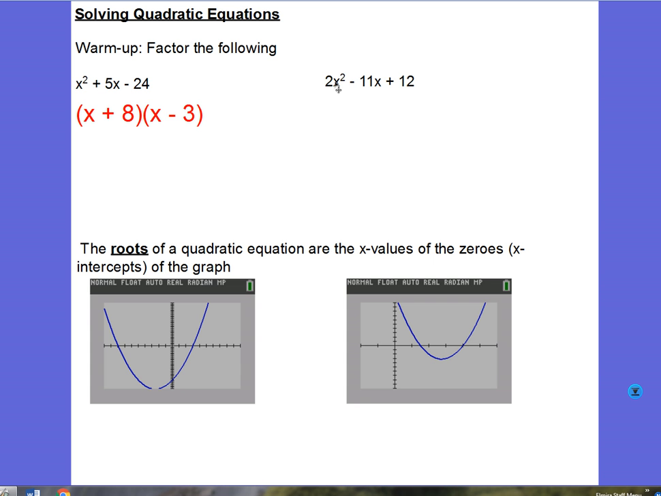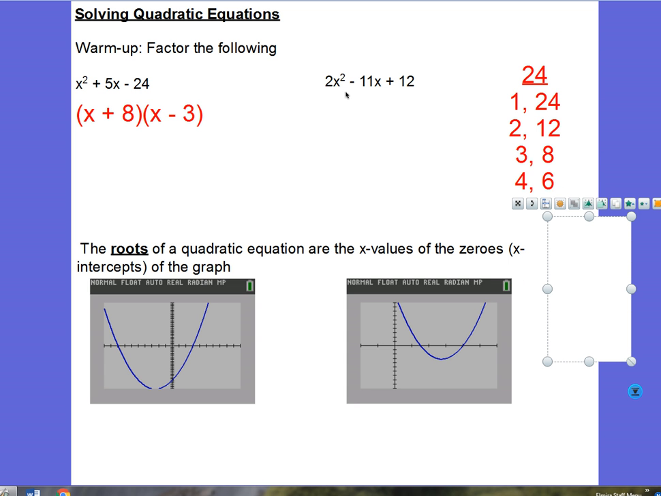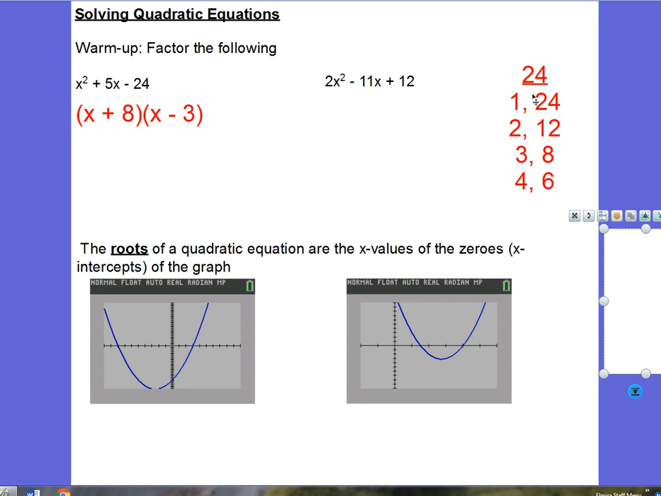Next, we have a leading coefficient of 2. Let's see, does it factor out? Oh, 11 doesn't divide by 2, so nope. So we have to think of all of our factors that multiply to 2 times 12, which is 24. So 1 times 24, 2 times 12, 3 times 8, 4 times 6, and they have to add to 11. So that's 3 times 8.